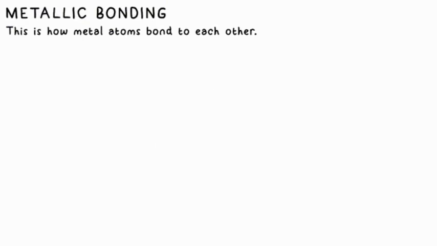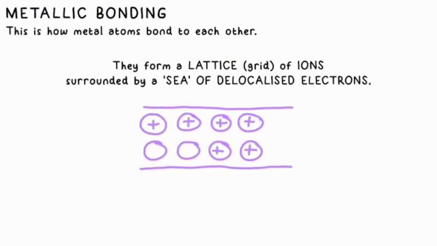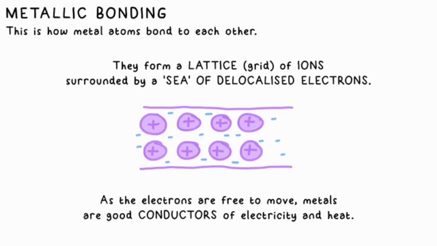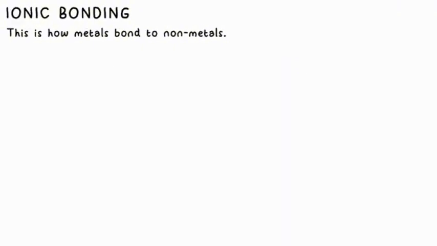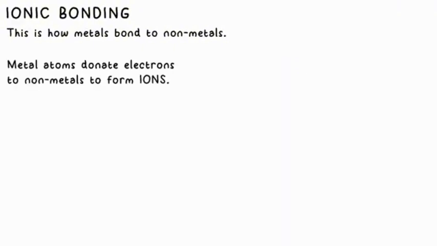Bonding next. Metal atoms bond to each other through metallic bonding. Essentially a lattice or grid of ions is formed with a sea of delocalized electrons around them. Delocalized just means they're not exactly on the atom. As these electrons are free to move, metals make good conductors of electricity and heat. Metals bond to non-metals through ionic bonding. Like we said, a group 1 metal needs to lose an electron, while a group 7 atom needs to gain one. It's a match made in heaven.